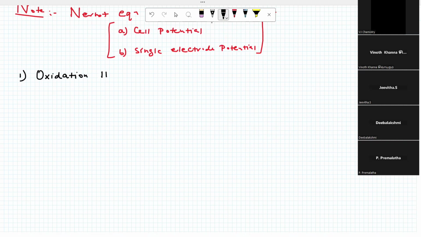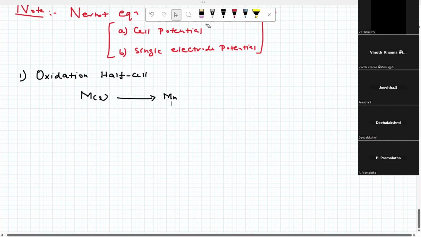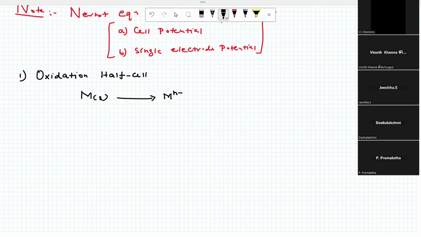Oxidation. Cell. What is the reaction? Now, the metal solid M becomes M^n+ plus n electrons. This is the standard oxidation potential. Now, what is the Q value for this? Tell me, what is the Q value for this one? Anyone? Q value: [M^n+] by 1.